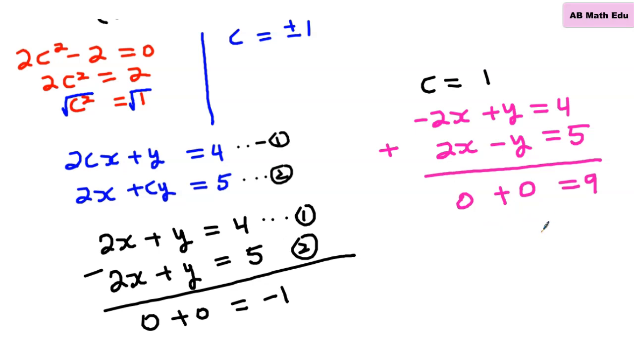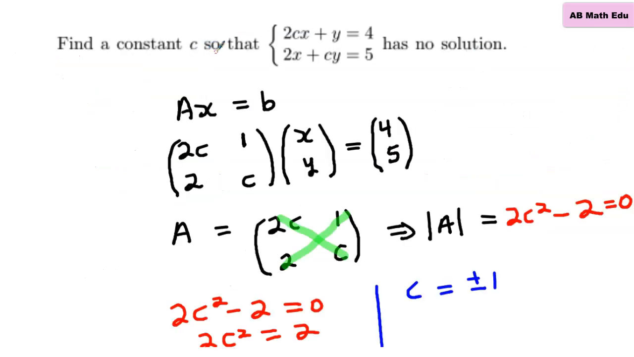So as the question demands, the values of C that will make us have no solution are -1 and +1.